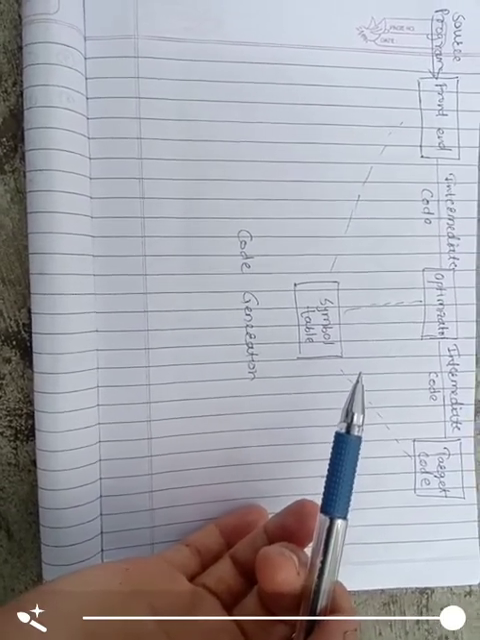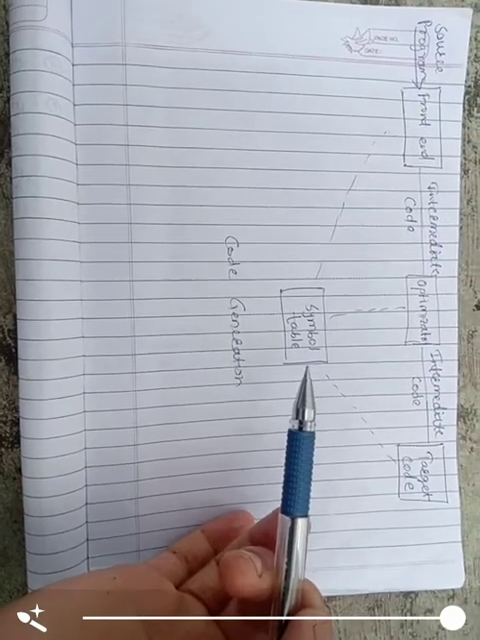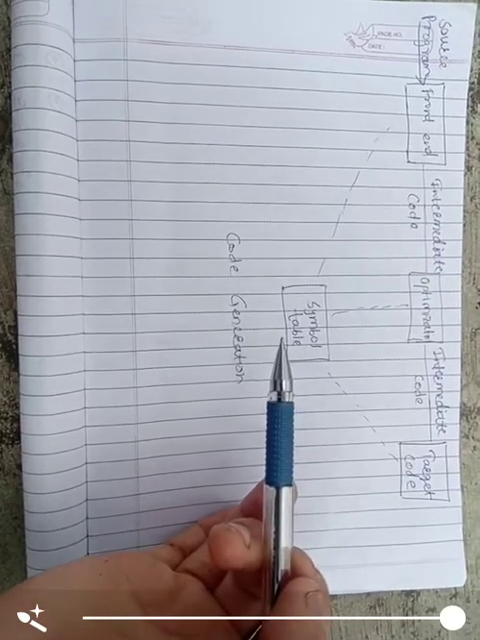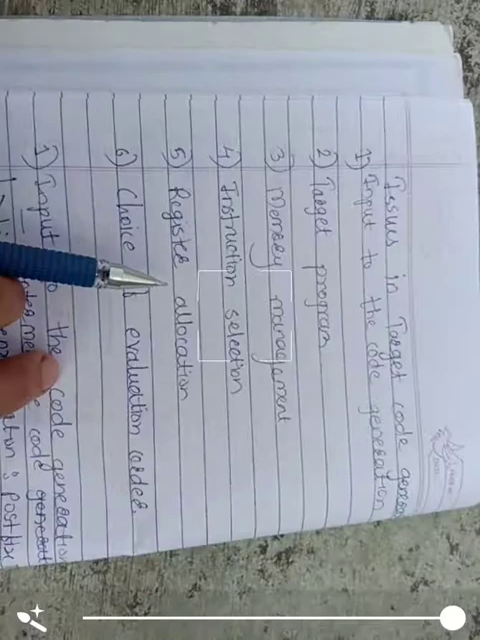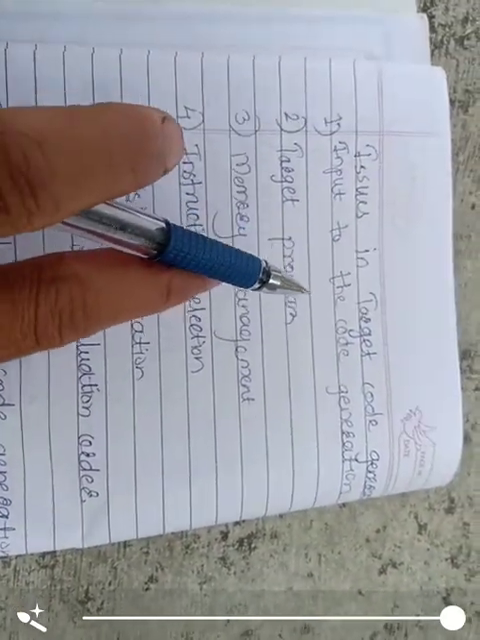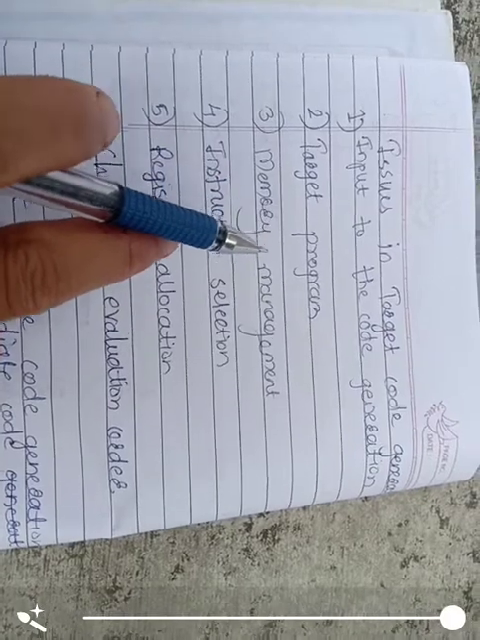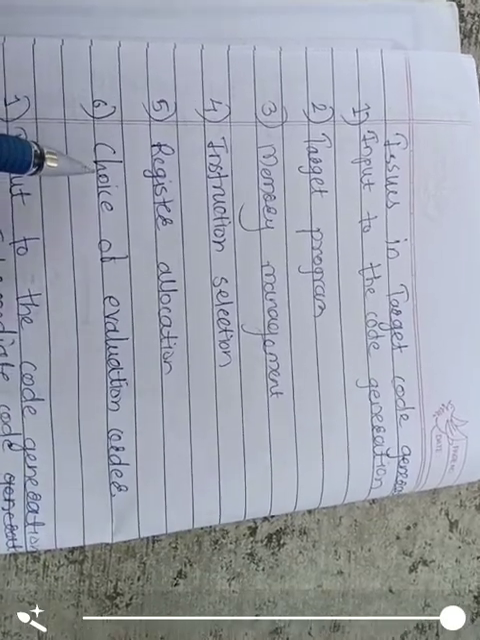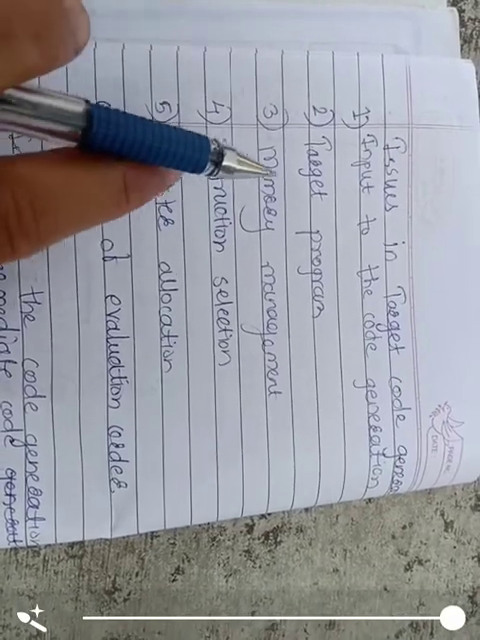So when we generate the target code, there are a number of issues in compiler design. So what are the issues in target code generation? There are 6 issues in target code generation. The first one is input to the code generator, second is the target program, third is memory management, fourth is instruction selection, fifth is register allocation, and the sixth is choice of evaluation order. When we generate the target code, we need to consider all these issues. So let us discuss one by one.